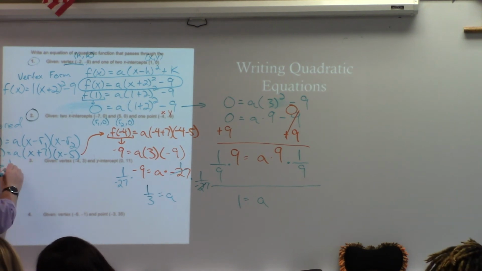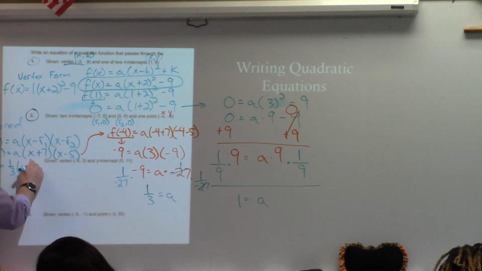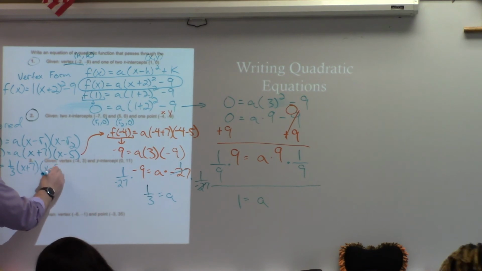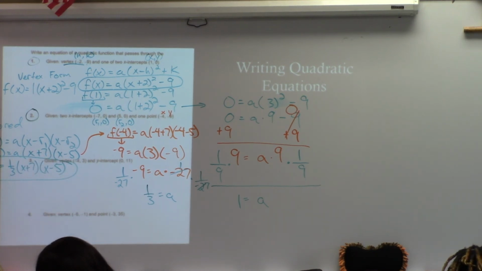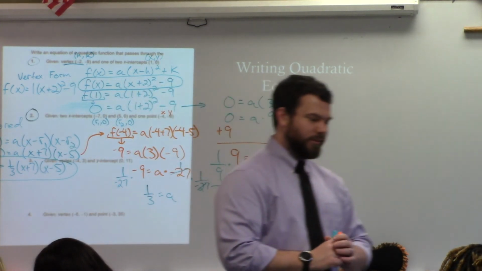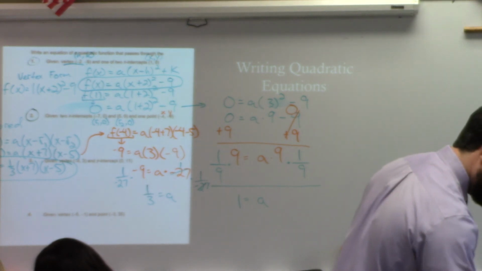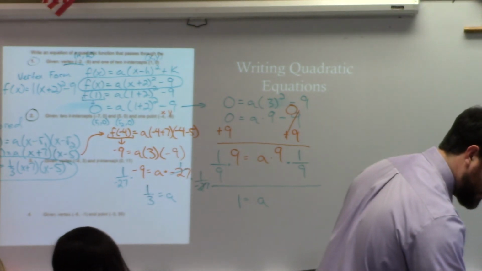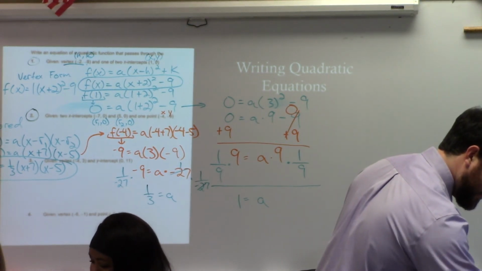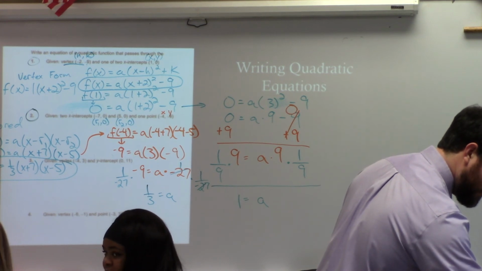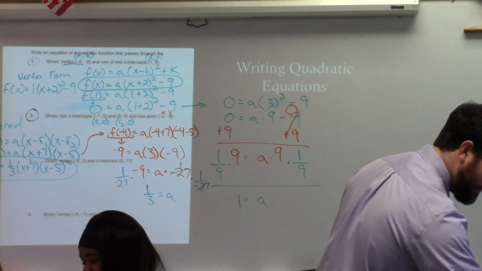And so I substitute that 1/3 in. Isn't 1/4 simplified to 1/3? No. 1/3 and 1/4 are different. You don't get the same thing. Negative 4 minus 5 is negative 9.